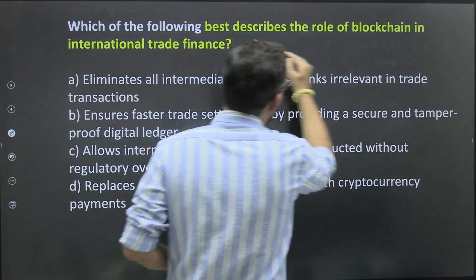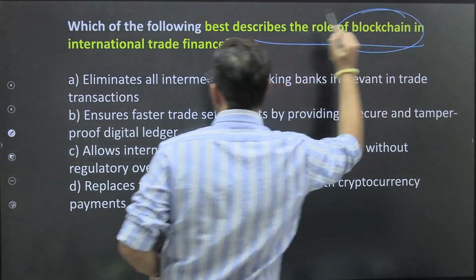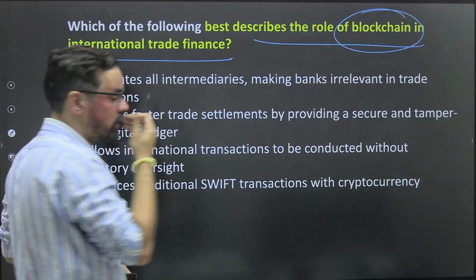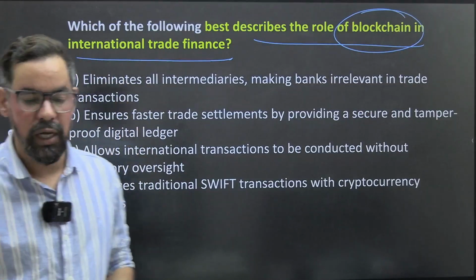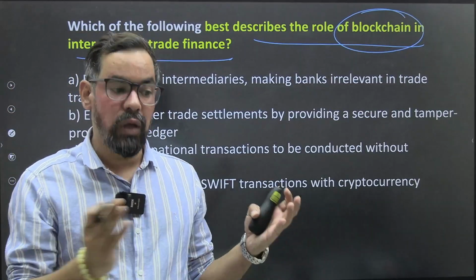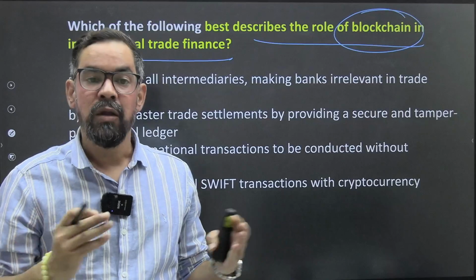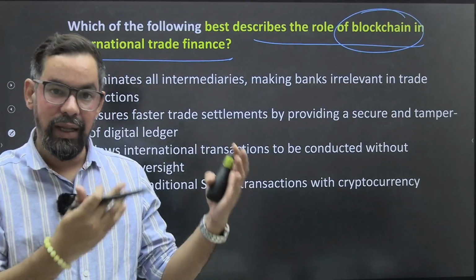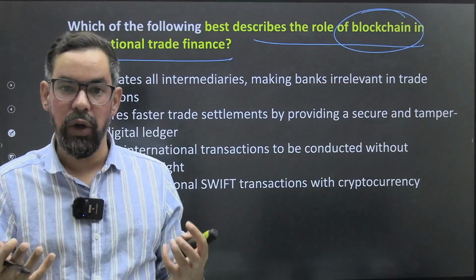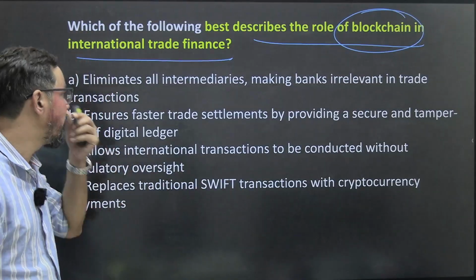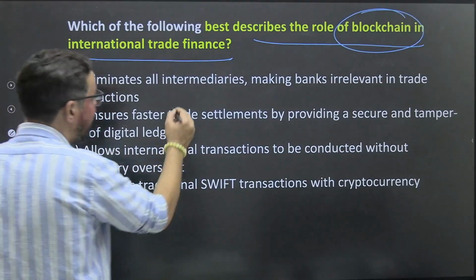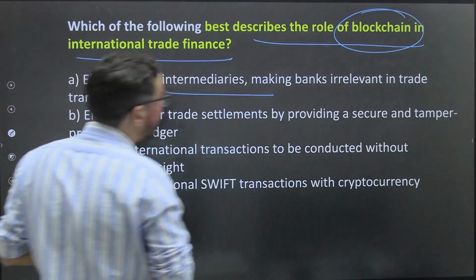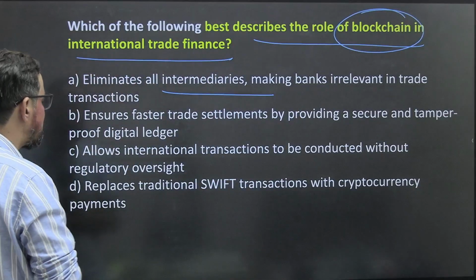नेक्स्ट वन, विच ऑफ द फॉलोइंग बेस्ट डिस्क्राइब द रोल ऑफ ब्लॉकचेन इन इंटरनेशनल ट्रेड, ठीक है। सो ब्लॉकचेन के बारे में हम लोग जानते हैं, ठीक है। इट जनरली इवॉल्व विद द क्रिप्टो करेंसीज, तो जहां पे वी हैव मल्टीपल सर्वर्स, ठीक है। सो इट इज काइंड ऑफ टू प्रिवेंट द इंटरनेशनल पेमेंट सिस्टम और सिक्योरिटी एरियाज एंड ऑल, ठीक है, जिसके लिए इनको आपका लेके आएगा, ठीक है। So eliminate all intermediaries, making bank irrelevant in the trade transaction.